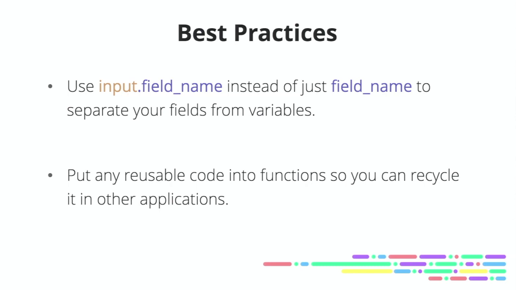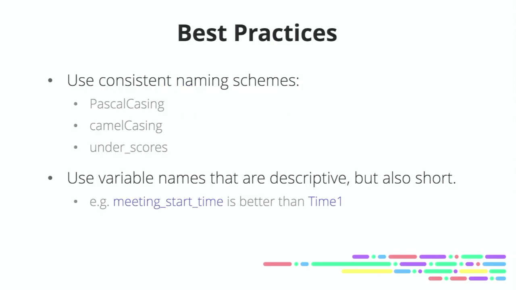So another thing to do is use input.fieldname instead of just fieldname to separate your fields from variables. And then, of course, if you're using any type of code repeatedly, you probably want to put that into some type of function so that you can call that function again. This is something to practice. It definitely becomes much more usable to refer back to a function than having to write that again and again and again. So definitely use that. And there's actually a whole functions tab inside of Creator. You can create those outside of script and call them. I definitely recommend using them.